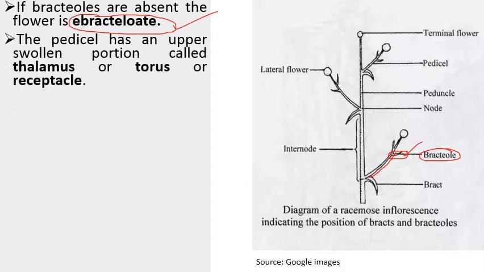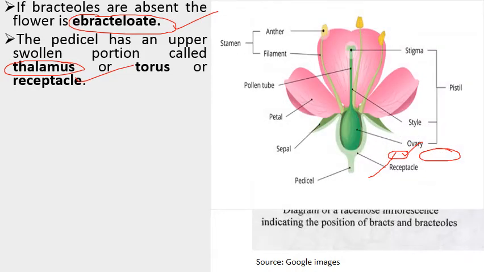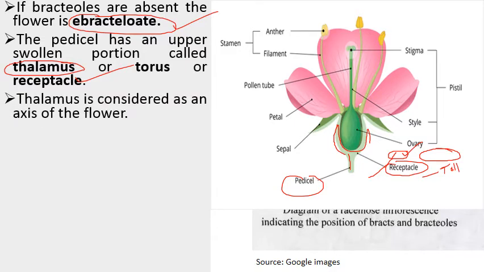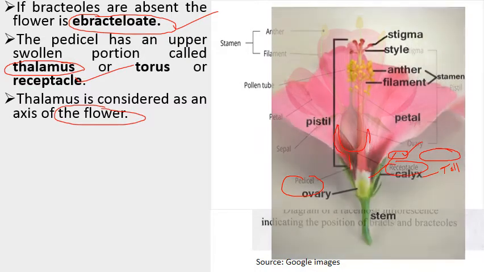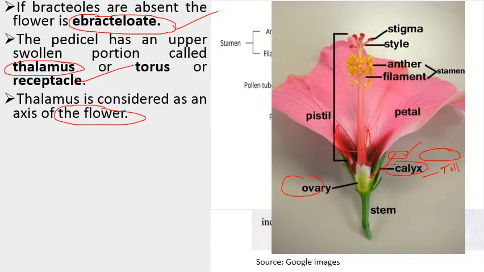The pedicel has an upper swollen portion, which is called thalamus or torus or receptacle. This is the pedicel. Pedicel ka upper portion swollen hota hai to form a cup-like structure. Iski shape vary kar sakti hai. And this structure is known as receptacle, torus or thalamus. Ye carry karta hai sare ke sare floral parts ko. Thalamus is considered as an axis of the flower. This basal structure is known as thalamus.